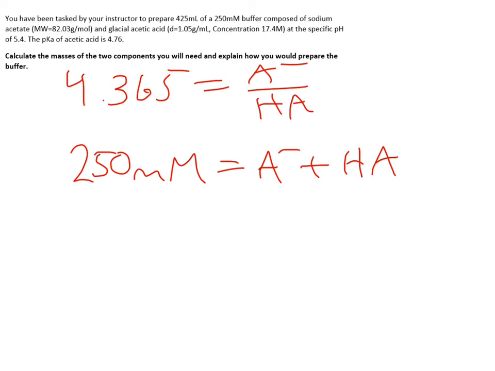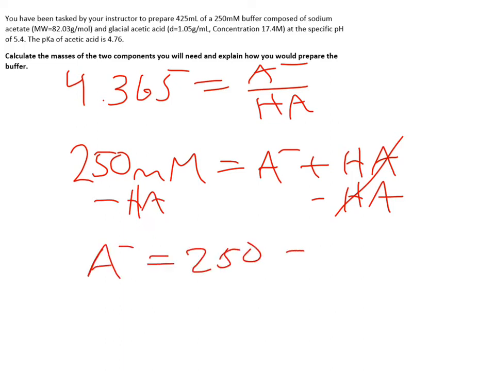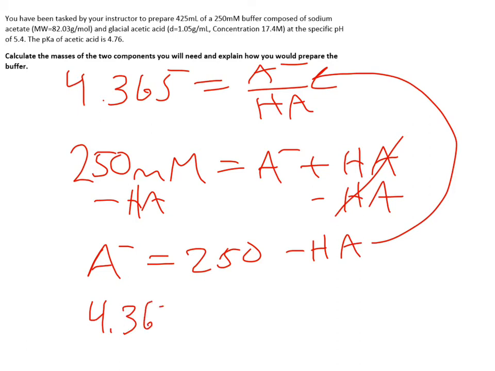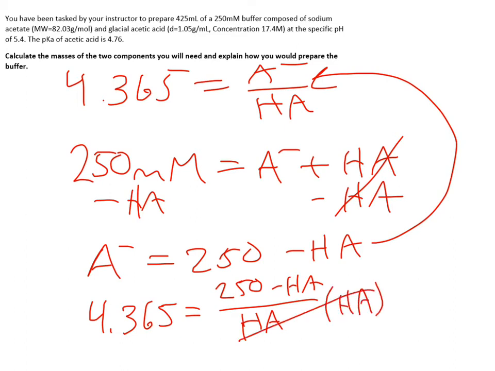So what I like to do here is I'll solve for one of the two. It's easy for me just to subtract HA from both sides. So we get A is equal to 250 minus HA. And then I'm going to plug that in up here. So 4.365 is equal to 250 minus HA over HA. Okay, I'm going to multiply by HA on both sides to get it out of here.